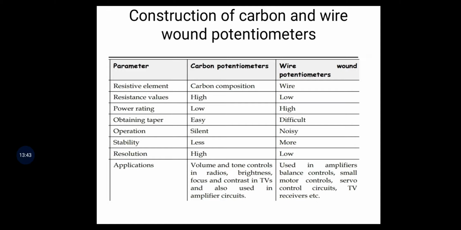Wire wound potentiometers have a high power rating. Obtaining a taper is very easy in carbon potentiometers. Obtaining a taper is difficult in wire wound potentiometers.